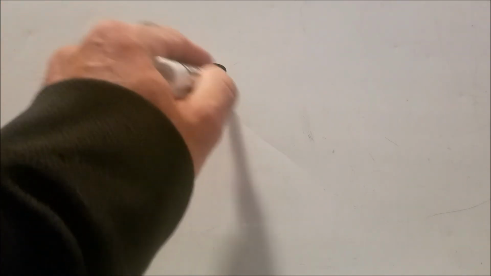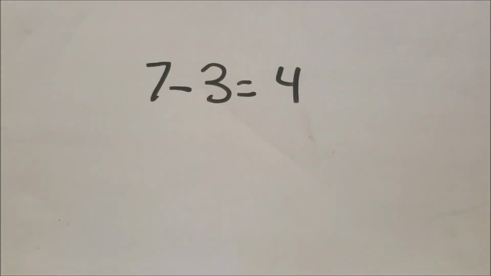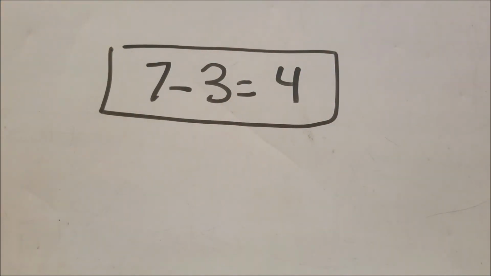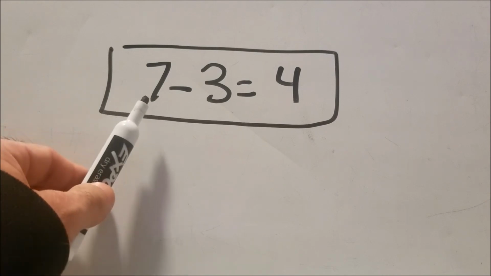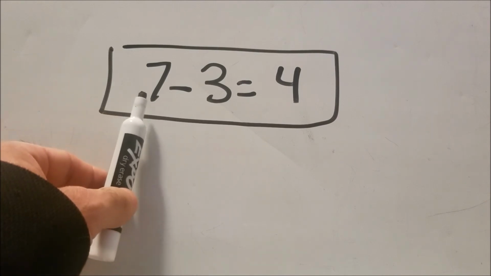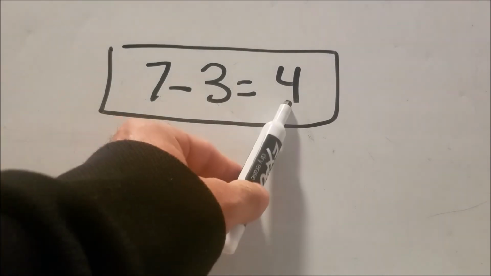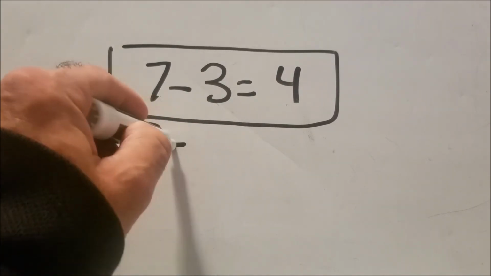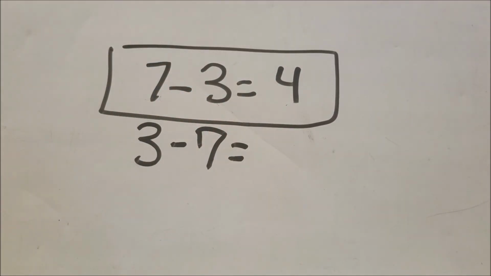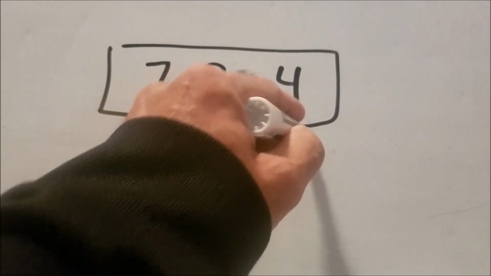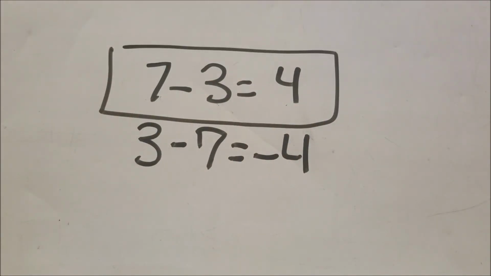So again, with subtraction, I said 7 minus 3 is 4. But you can't just assume this is open or closed, because I didn't tell you what this was yet. If I say, well, these are whole numbers, well, 7 and 3 are whole numbers, and the answer is a whole number. Okay, so that's closure. Great job.